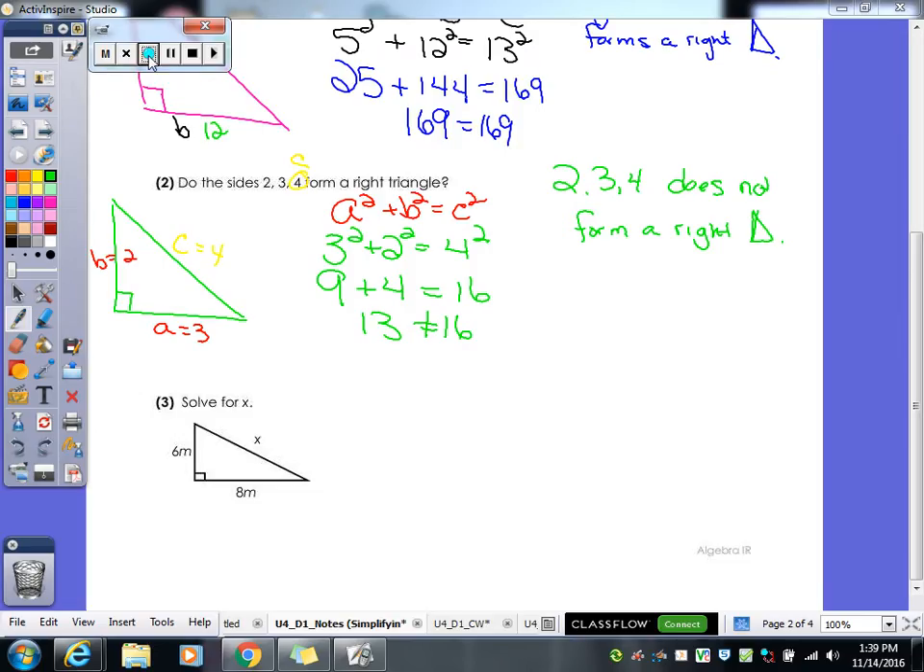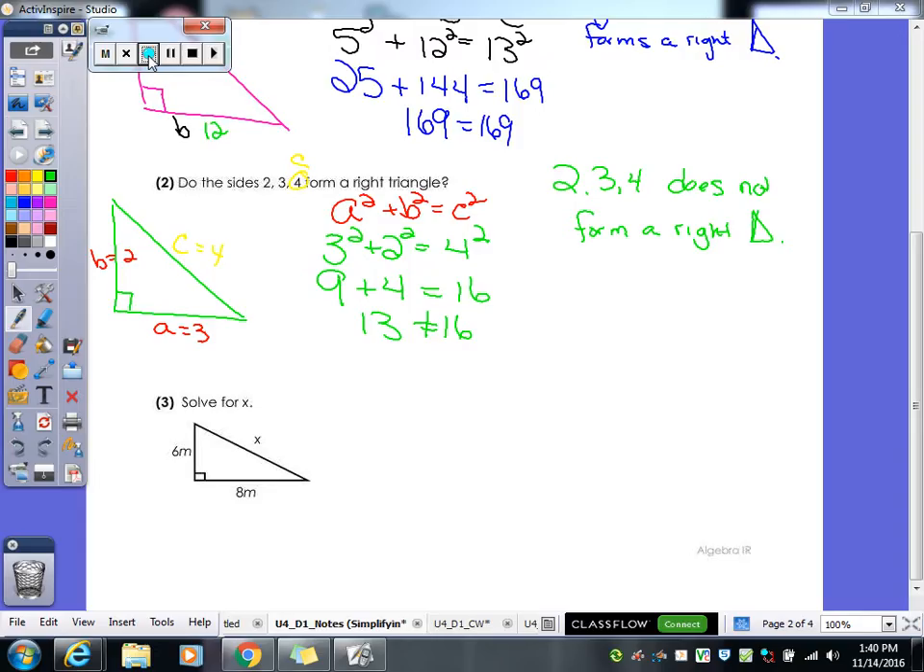Okay, so for this one, we have to find out what x is. How we're going to do this is a squared plus b squared equals c squared. So a squared is 6 and b squared is 8, and you square those two and you're going to get what x is. If you square 6 and 8, you're going to get 100, and the square root of that is 10. So x is 10.